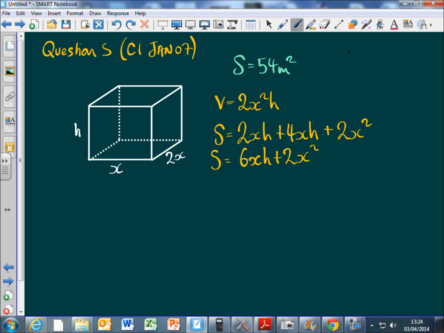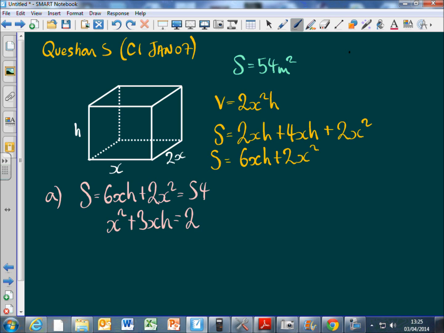So I've got this expression for the surface area. This is part A. The surface area is equal to 6xh plus 2x squared, but we also know that the surface area is 54, and so what you're saying is just halve it. If you just halve it, you get x squared plus 3xh equals 27, and that's your 2 marks. That's all you had to do.